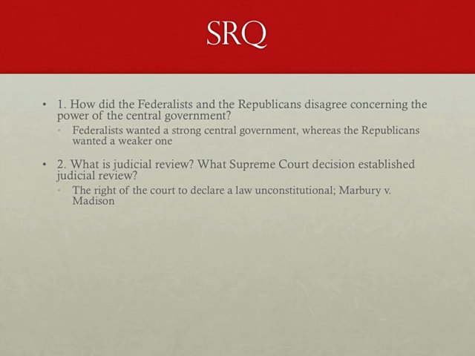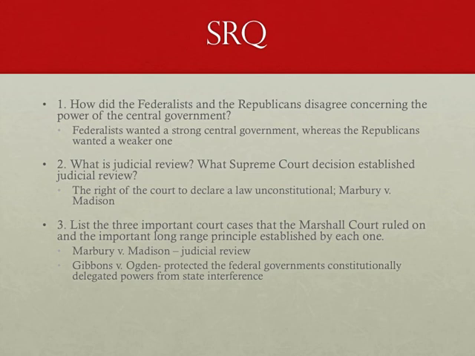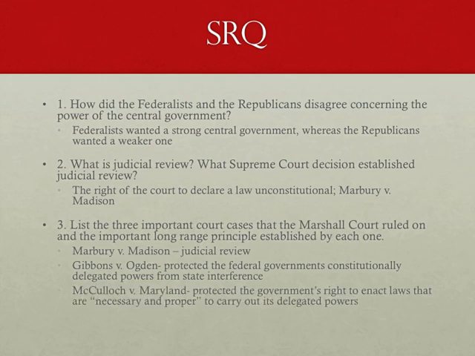Judicial review is the right of the court to declare a law unconstitutional, and it is Marbury versus Madison that established that. And question number 3, list the 3 important court cases that the Marshall Court ruled on and the important long-range principle established by each one. So Marbury versus Madison, we just answered this. That establishes judicial review. Gibbons versus Ogden protected the federal government's constitutionally delegated powers from state interference. McCulloch versus Maryland protected the government's right to enact laws that are necessary and proper to carry out its delegated powers. So protected the government's right to enact laws for their implied powers in order to carry out its delegated powers.